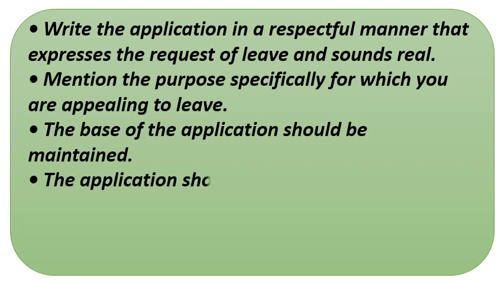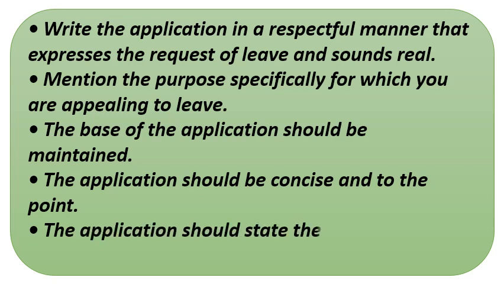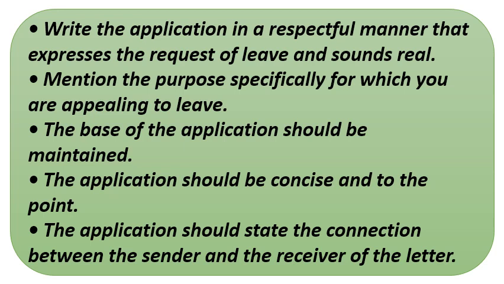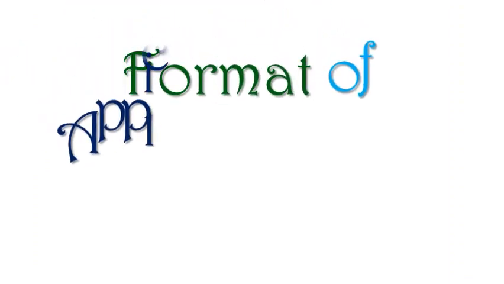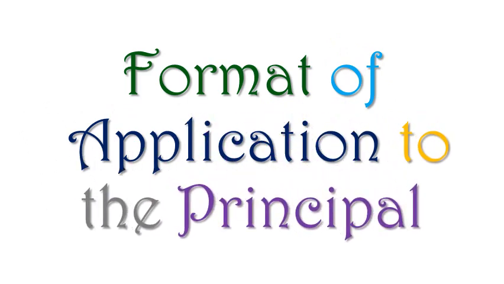Number 8 is the application should be concise. Concise means brief but comprehensive and to the point. Number 9 is the application should state the connection between the sender and the receiver of the letter. So, dear students, these are few points which you have to keep in your mind while writing a formal letter. Now let us see the correct format of writing a formal letter or an application to the principal. So let's see how to write an application to the principal.